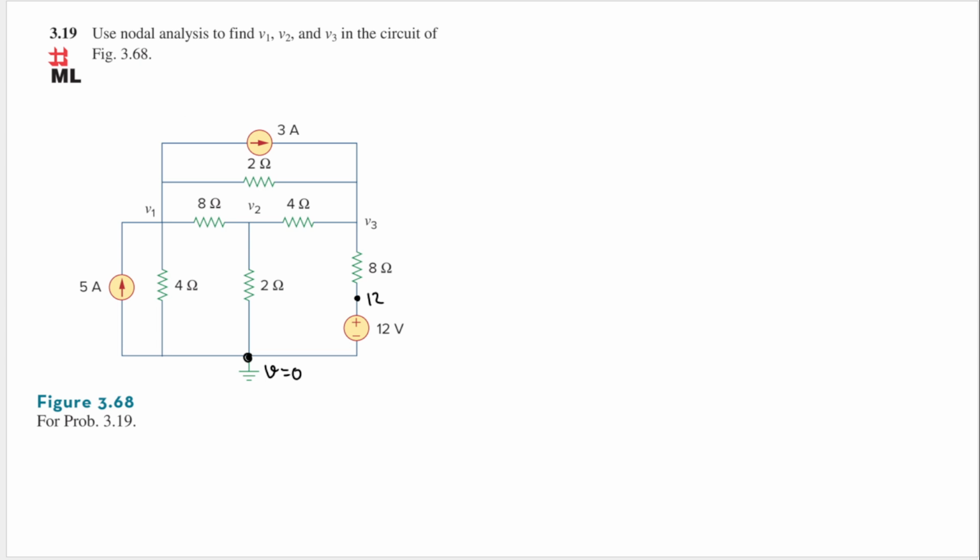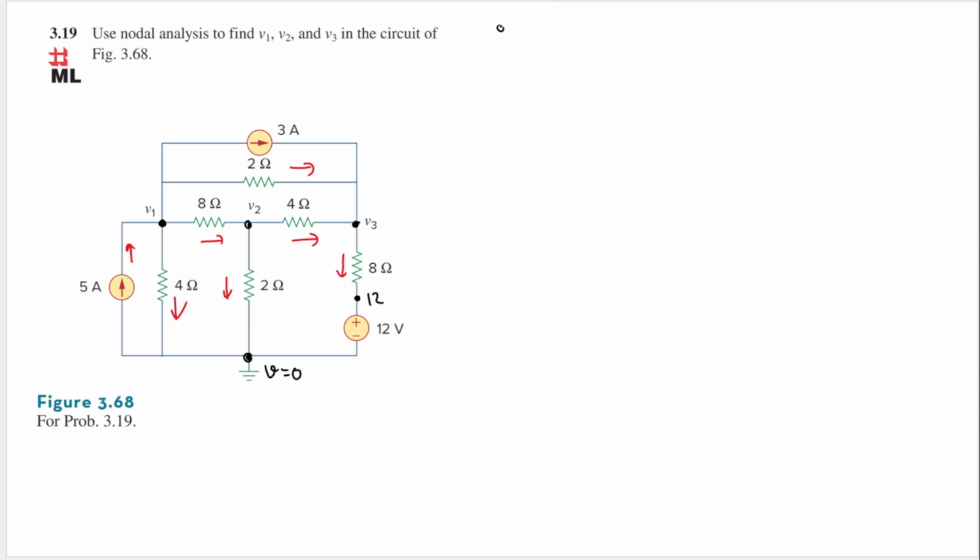Okay, now let's assume the direction of the currents. This is going up, and maybe this is going down, this is going to the right, this is going down, this is going to the right, this is going to the right, and this is going down. Okay, let's see this node here, V1, V2, and V3. We need to do KCL at each node.